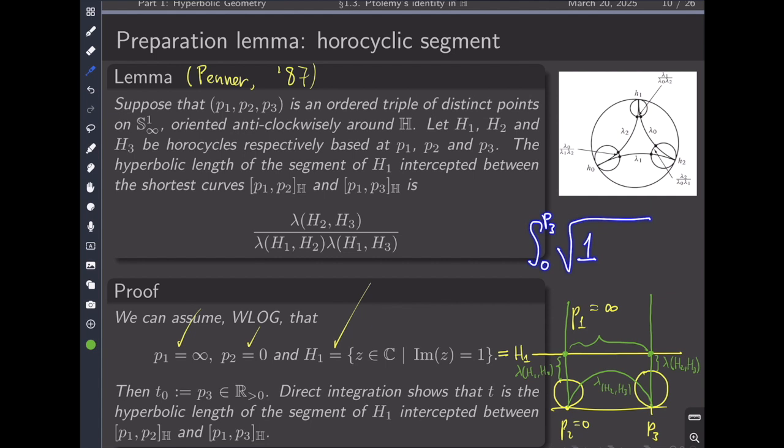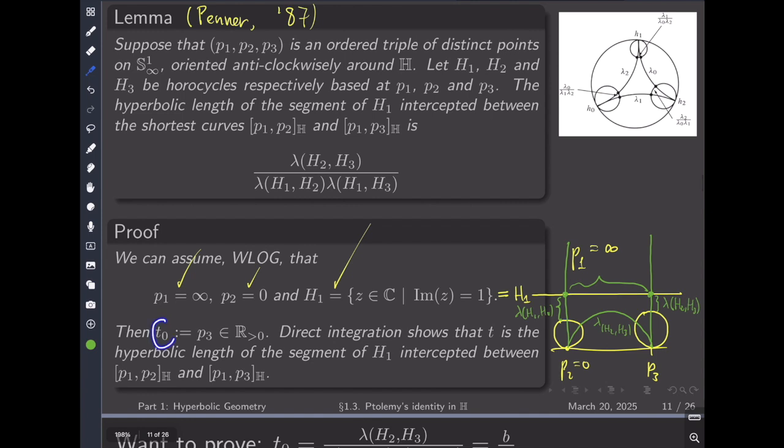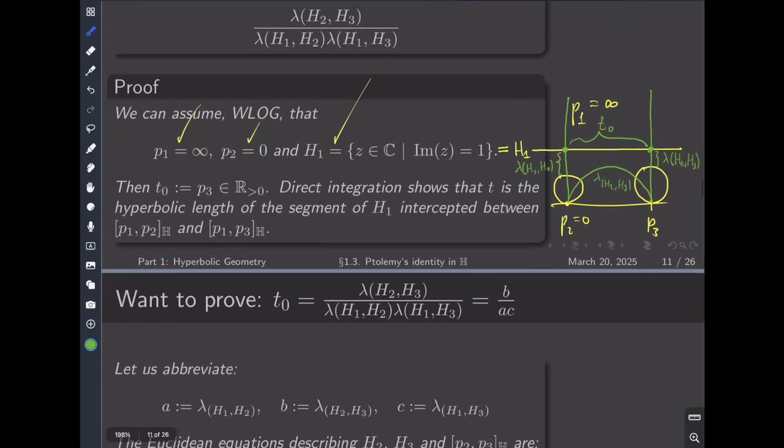Yes. Which is just P3. So P3, as a positive real number, is precisely the hyperbolic length of this horocyclic segment. But I'm going to call it T0, just to distinguish between the point at infinity and thinking about it as a real quantity. So this is T0. This coincides with T0.